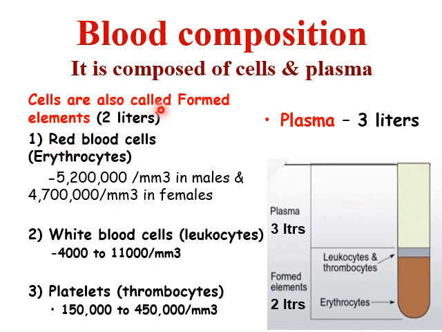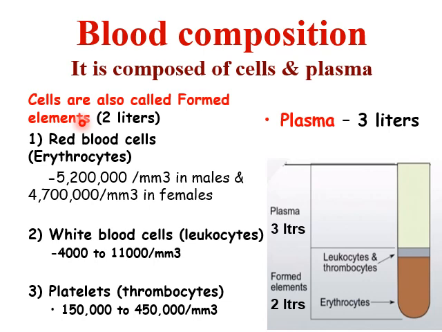So the cells are also known as formed elements. Why are they known as formed elements? Because they are enclosed in a plasma membrane and have a definite shape and structure. And which types of cells are present? There are 3 different types of cells present in the blood.